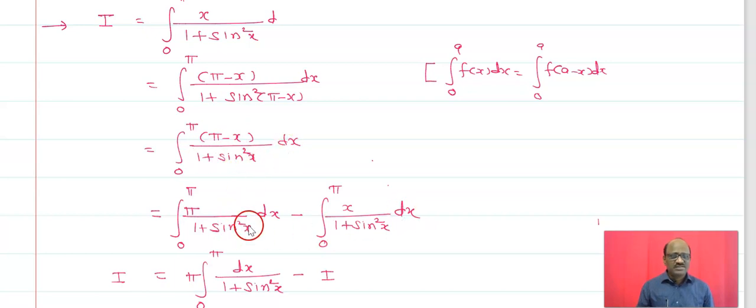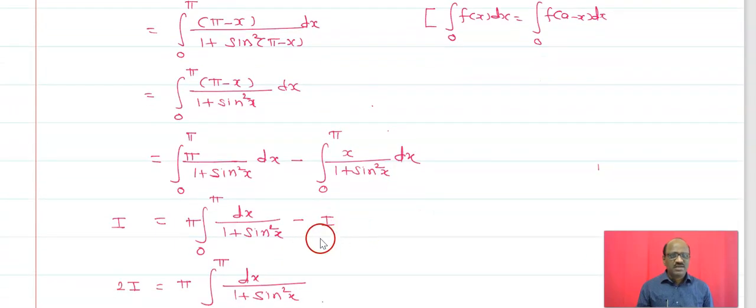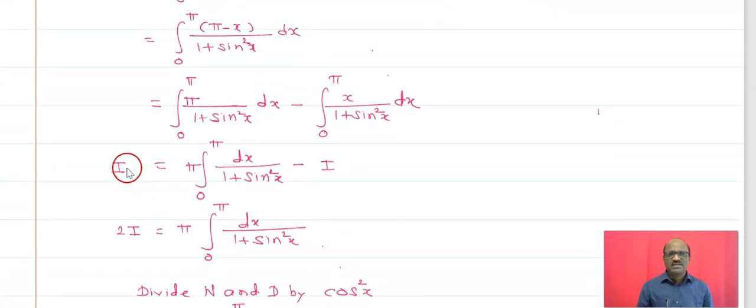Again separate this integral, that is 0 to pi, pi upon 1 plus sin square x dx minus 0 to pi x upon 1 plus sin square x dx. And this is nothing but our I, that is minus I. And if we bring this minus I to the left hand side, it will become I plus I, that is equals to 2I. Therefore 2I is equals to pi integral 0 to pi dx upon 1 plus sin square x.